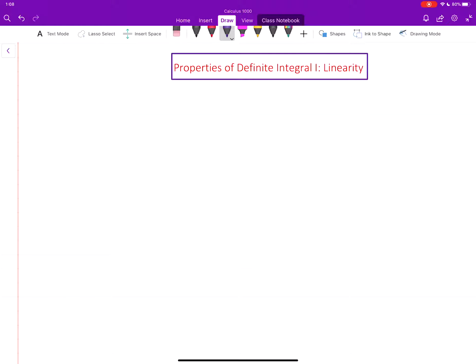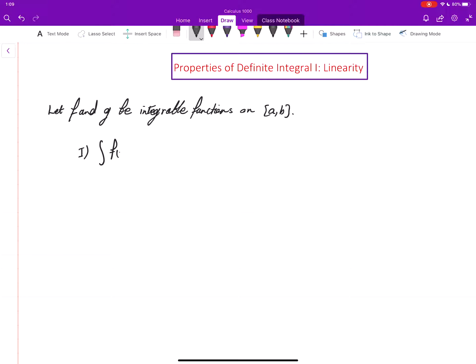Well, let f and g be integrable functions on the interval [a, b]. Then when you have the integral of the sum of these two functions from a to b, the integral works nicely with addition. In other words, the integral of a sum is a sum of integrals.